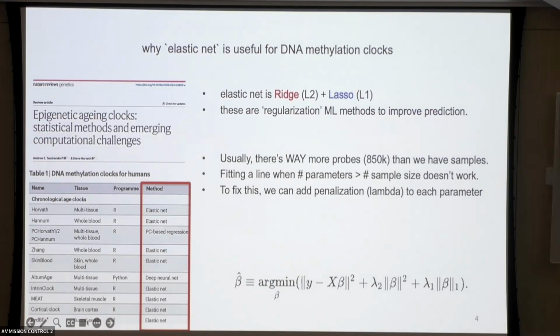And because usually there's way more probes, in this case, Illumina EPIC arrays, which has 850K probes, than we have samples, fitting a line when you have more parameters than samples doesn't really work. So you add a penalization to each parameter. So that's the ridge and the lambda and the lasso. And they usually use the package glmnet to make this methylation clock.